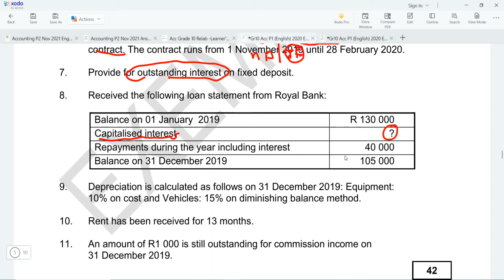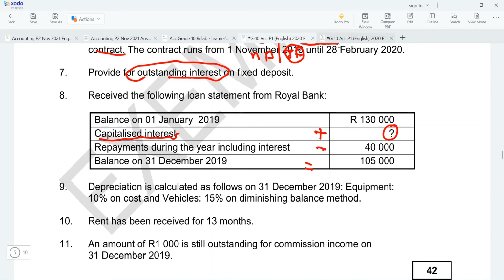Now for me, what I teach my learners is that when you're given something like this, just remember that it's your opening balance plus your interest minus repayments, and then it gives you the closing amount. So if you want to go to the top, what are you going to do? You are going to do the opposite of everything that they've done. You will take your closing, plus your repayment, and then minus your opening, then it will give you the interest. So we are going to do it like that.